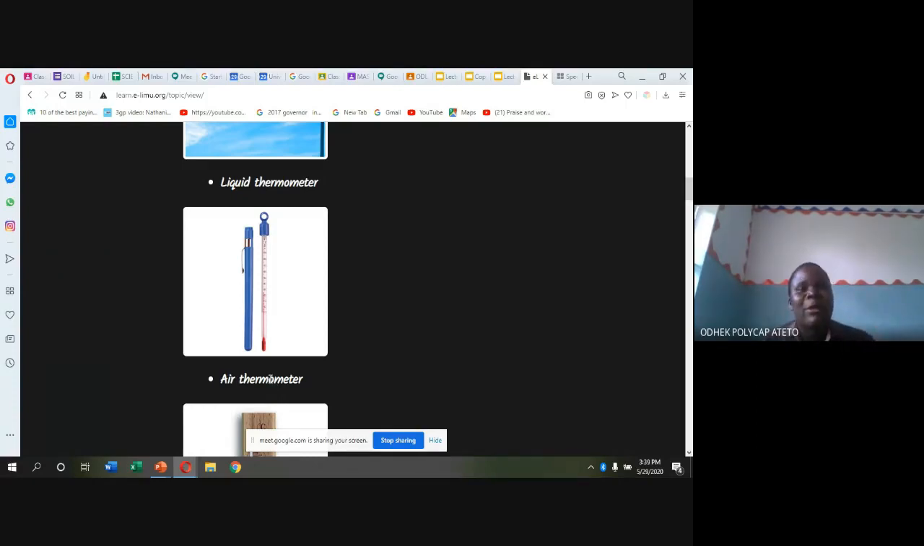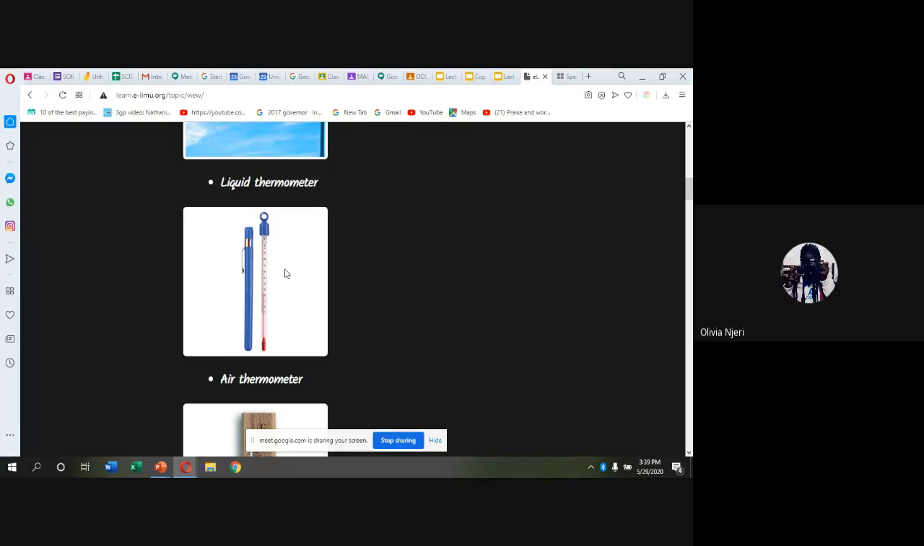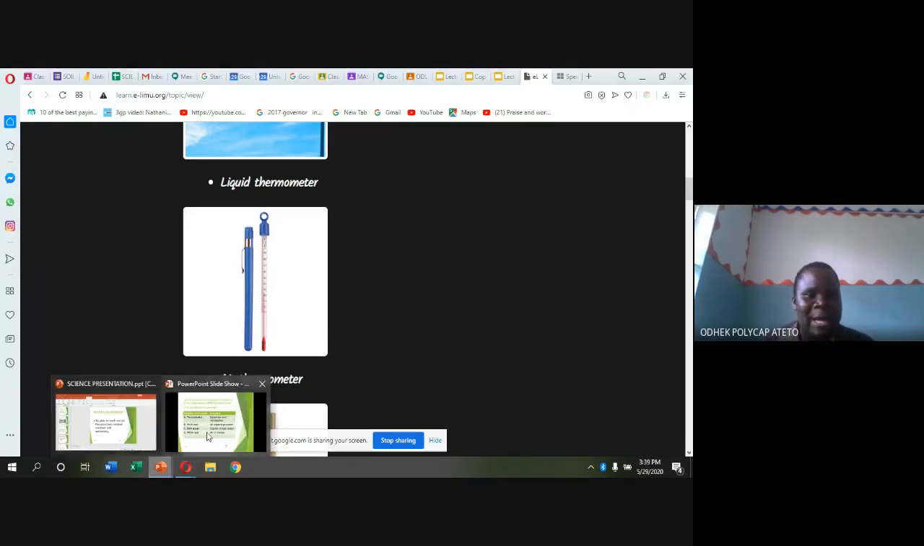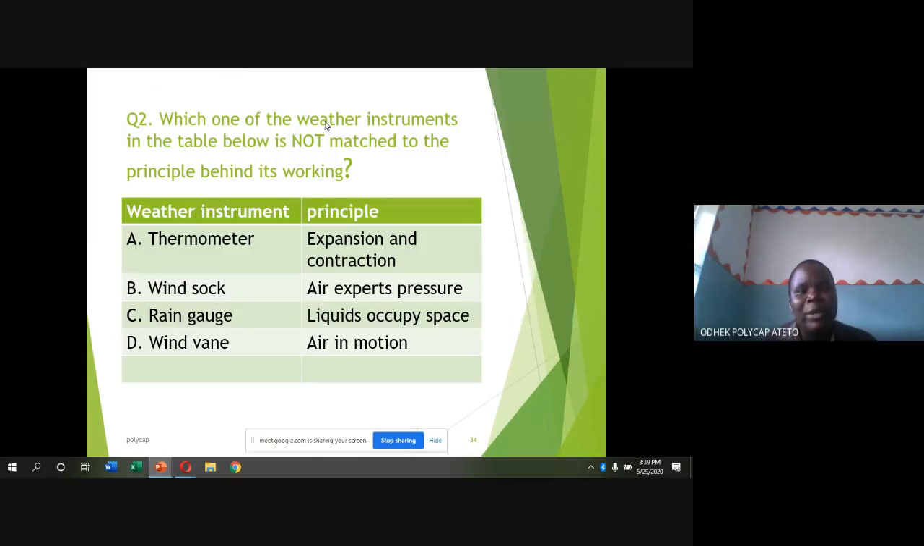Those are the principles. What about the liquid thermometer? Expansion and contraction of liquids. So air expands when heated, contracts when cool. Liquid expands when heated, contracts when cool. So those are the principles of the instruments that we have. So the question is, which one of the following instruments in the table below is not matched to the principle behind its working? So what are you going to pick?